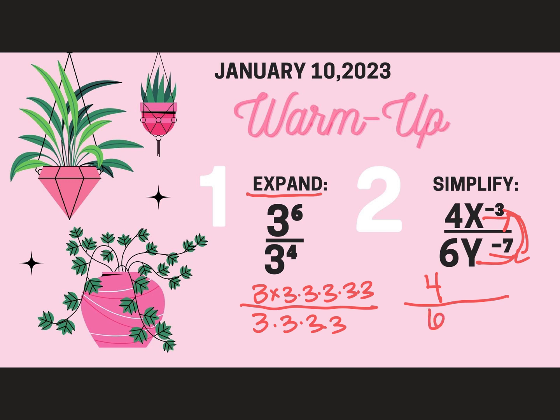So instead, we are going to move that x to the -3 from the numerator to the denominator, and then the y to the -7 from the denominator to the numerator. Now you are not finished yet. Simplify. You need to simplify these coefficients. Can you simplify 4 over 6? Yes, you can. It simplifies to 2 over 3. Y to the 7th, x to the 3rd.